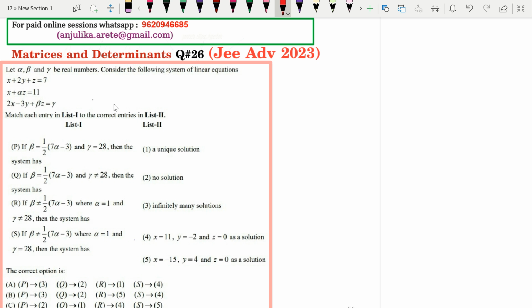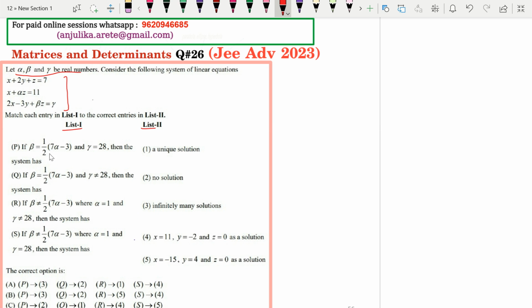Another question on linear equations. You have a set of linear equations where alpha, beta, gamma are real numbers, which are of course not known to you. You have to match List 1 to List 2, and you see what they are giving you. They are giving you beta, gamma, and then they are looking for whether you have a unique solution, no solution, or infinitely many. So what do you do?